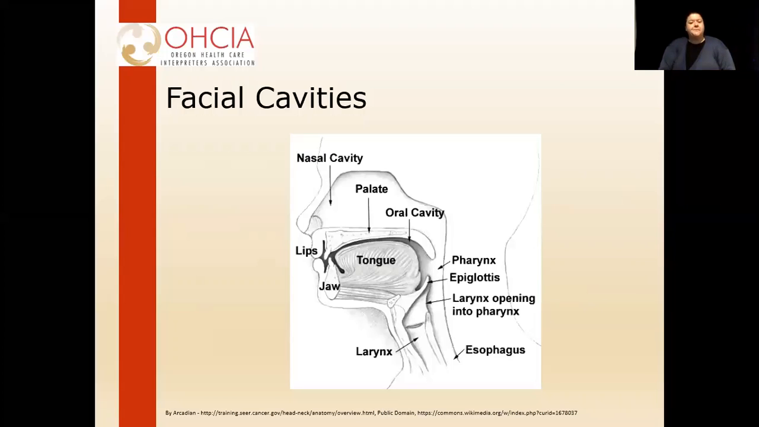Looking at your face, your head, there are several cavities. One is the nasal cavity where your sinuses are located. And the other is your oral cavity where your tongue and your teeth are located. And then behind it are the pharynx, the epiglottis, the larynx, which is the opening into the pharynx, and then down to the esophagus.